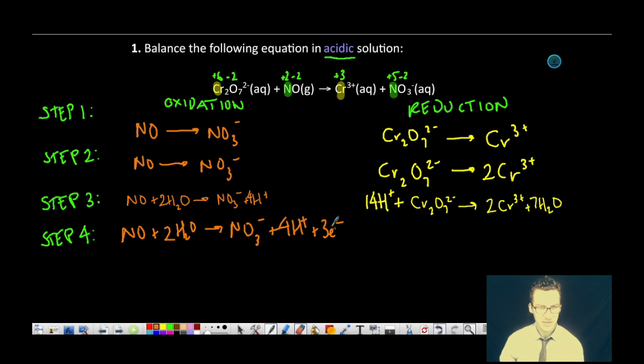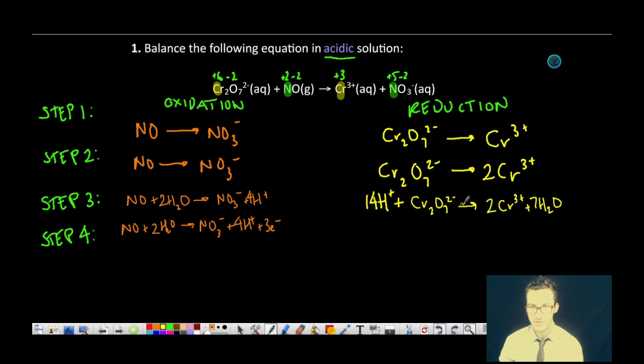And that makes sense because in our oxidation reaction, we're losing electrons. So as these two things react, we're going to be giving up 3 electrons. As we look at the reduction half reaction, on the left-hand side, we've got 14 positives coming from the 14 hydrogen ions. We've got -2 from the dichromate ion. On the right-hand side, we've got 2 of these chromium-3 ions for a charge of +6.